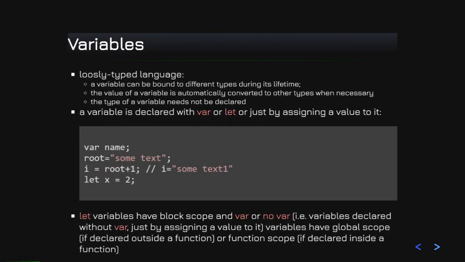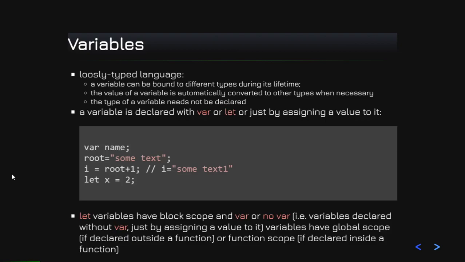Moving on to variables, so we've talked about literals, constants, and now we move to variables. As I've already said a couple of times, JavaScript is a loosely typed language, also called a dynamic language or weakly typed language. It means the same thing. It means that a variable can change its type throughout the execution, and the value of a variable is automatically converted to other types when necessary, depending on the context. This is the so-called implicit type coercion mechanism.